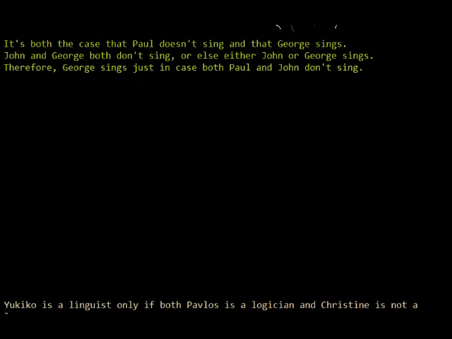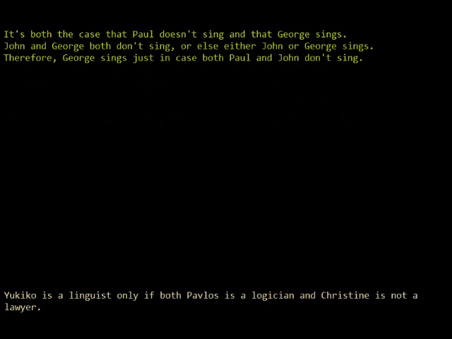So let's look at this. It's both the case, and we know immediately that we're going to have an ampersand in here somewhere. And we have Paul doesn't sing, and that means not P. And that George sings, which is Q, and these are connected by the ampersand.